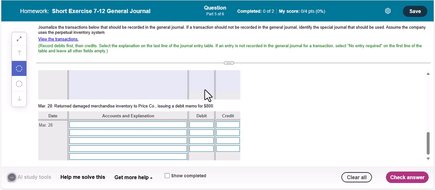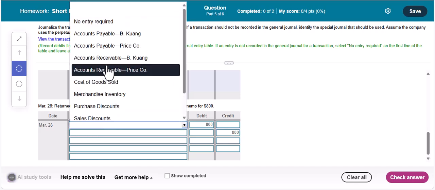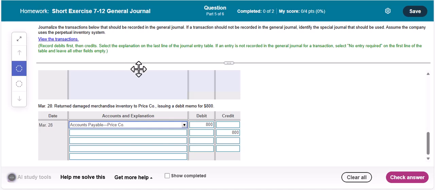Okay, now on March 28th, return damaged merchandise inventory to Price Co., issuing a debit memo for $800. So I can put the $800 debit and credit in here, and then we'll figure out our accounts. All right, since we are issuing a debit memo, that means we are debiting AP. We are lowering our AP. So you issue a debit memo when you bought something on account. So I need to find AP for the Price Company here, AP Price Co.